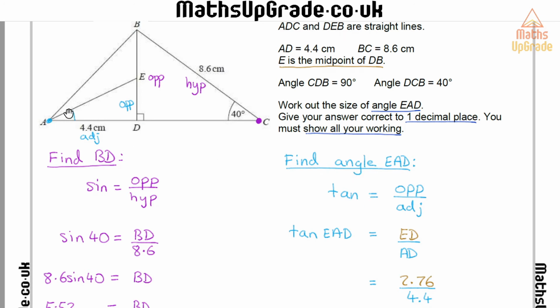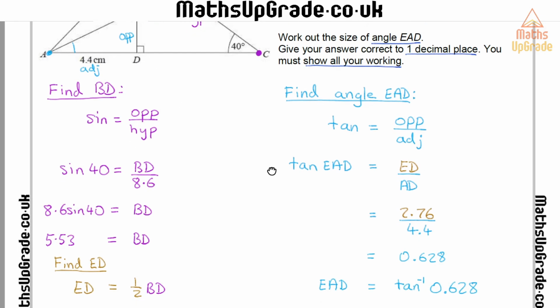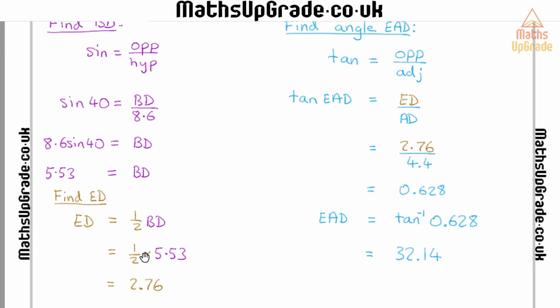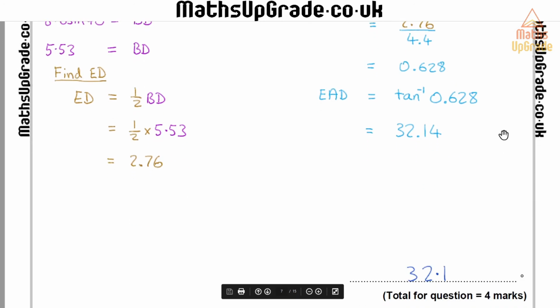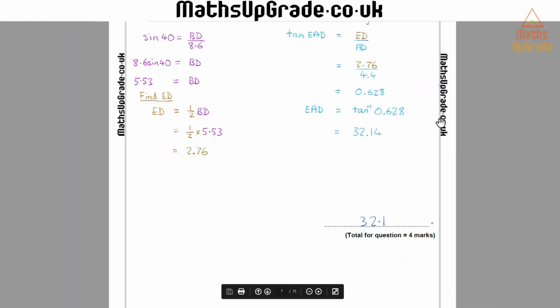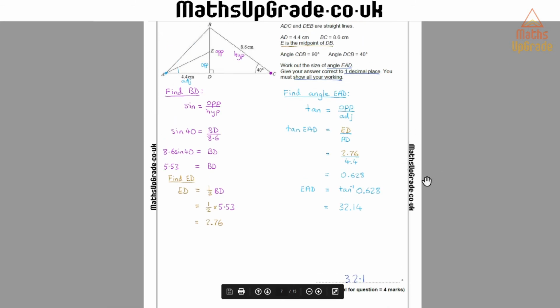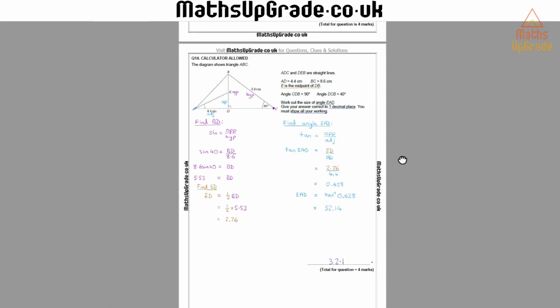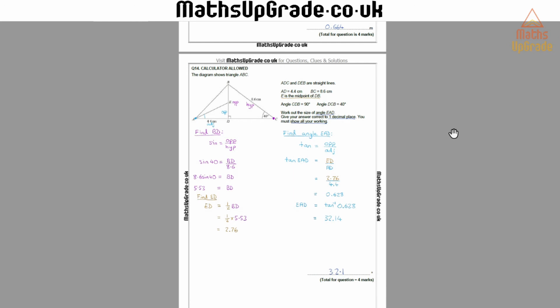Tan of the angle, tan of EAD, is ED divided by AD. Substituting the value of ED, which was 2.76, and the value of AD, which is 4.4, and then doing shift tan, since I'm finding the angle, I'll get an angle of 32.14 degrees. To one decimal place, that would be 32.1 degrees. And that would be 4 marks for the whole question. So essentially in that question, we've used trigonometry twice.